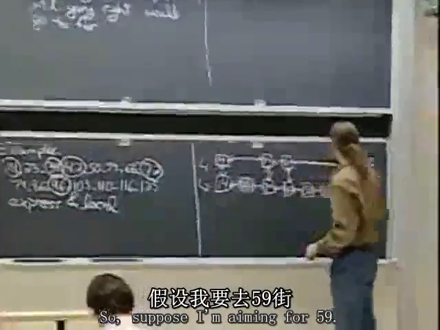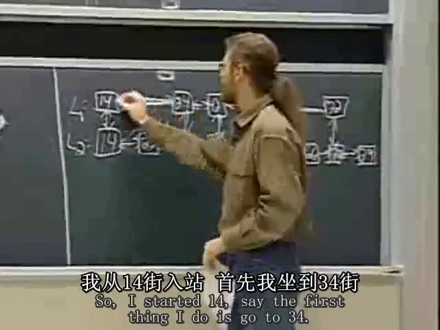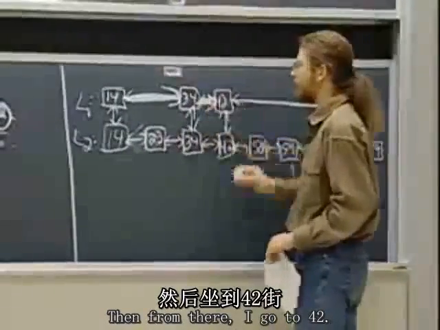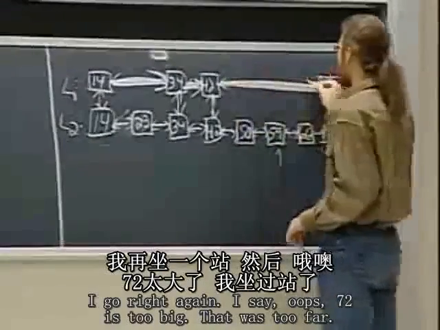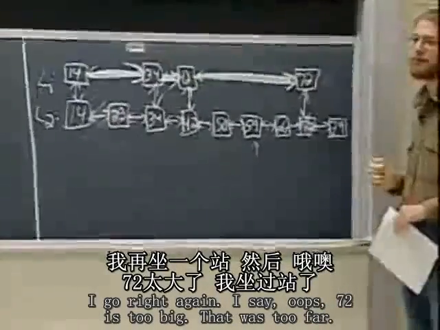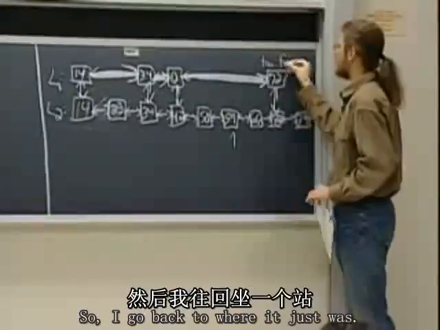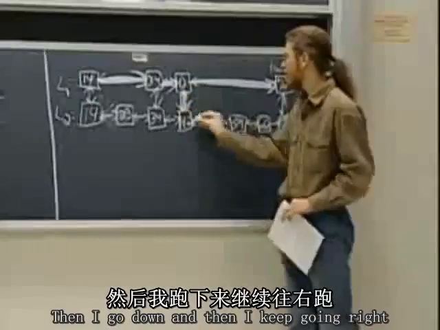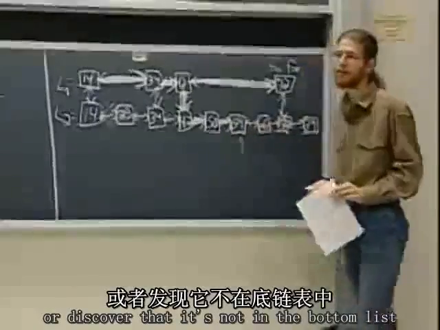Suppose I'm aiming for 59. I start at 14. First thing I do is go to 34. Then from there I go to 42. Still good, because 59 is bigger than 42. I go right again, and I say, oops, 72 is too big. That was too far. So I go back to where I just was, then I go down, and then I keep going right until I find the element that I want or discover that it's not in the bottom list, because the bottom list has everyone.